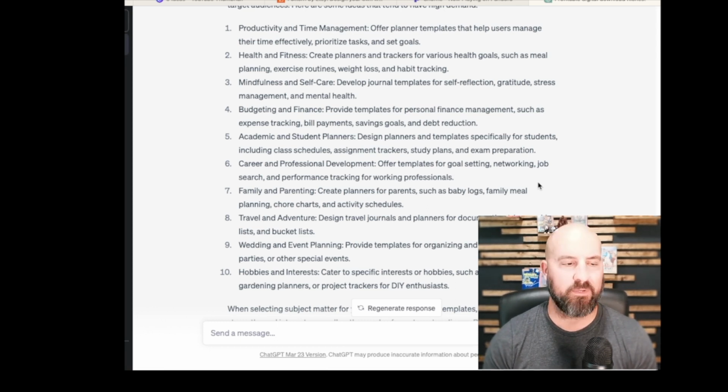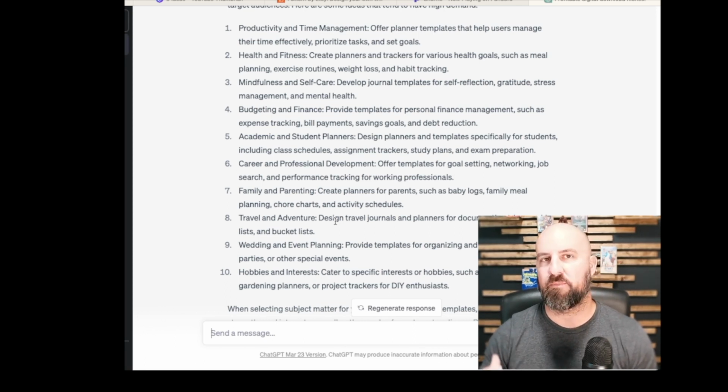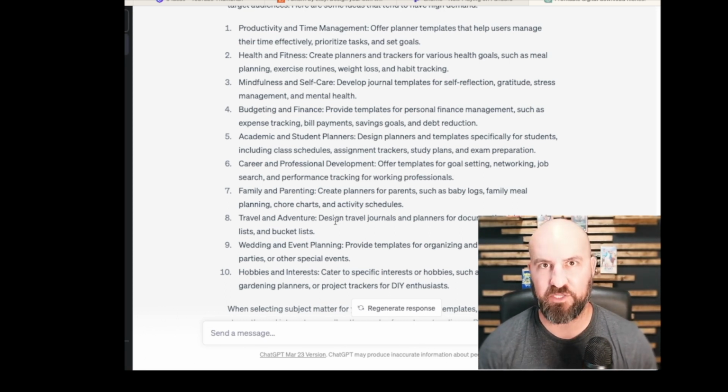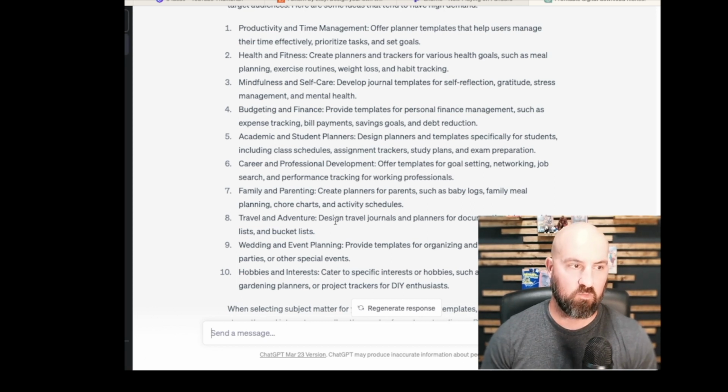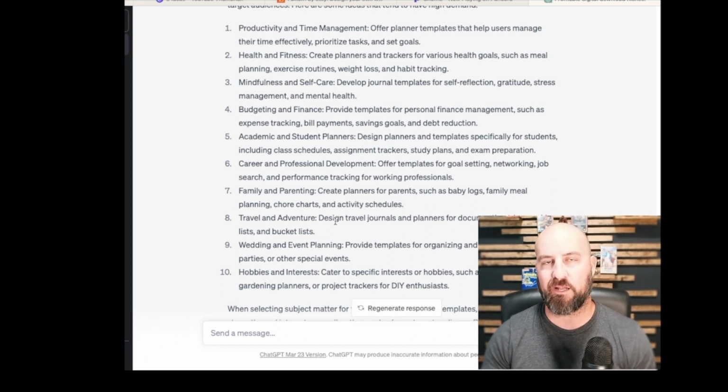So I've got to pick one of these, and what I'm going to pick, I believe, is travel and adventure design: travel journals and planners for documenting trips, packing lists, and bucket lists. This is something I'm interested in. I haven't done anything like this before, so I want to pick something I at least have some interest in. Then I'm going to run with it and roll with it, and we're still going to use the AI to plan everything else out and write everything else within this shop. So we've got our niche and our sub niche: travel and adventure. That is battle number one, getting our niche and what we're going to build our Etsy shop around.